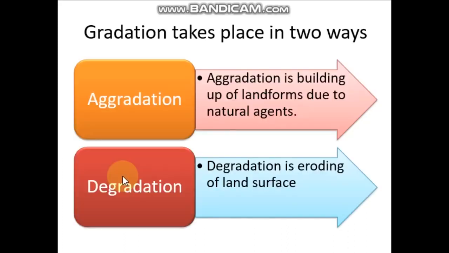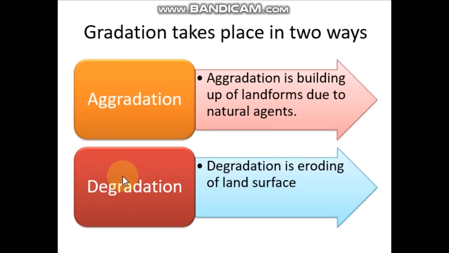Next one is gradation. This gradation takes place in two ways. What are the two types of gradation? Aggradation and degradation. Aggradation. What is the meaning of this? Aggradation is the building up of landforms due to natural agents. So please listen. What do you mean by aggradation? It is the building up of landforms due to natural agents like rivers, sea waves, etc.